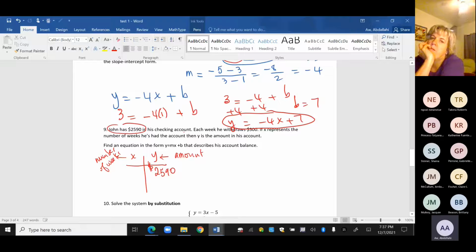Let's say now, today, he has 2,590. So this is week 0, right? That is week 0, because he did not withdraw any amount yet. So each week he's going to withdraw 300. So after 1 week, he withdrew 300. Now that he withdrew 300, how much does he have?